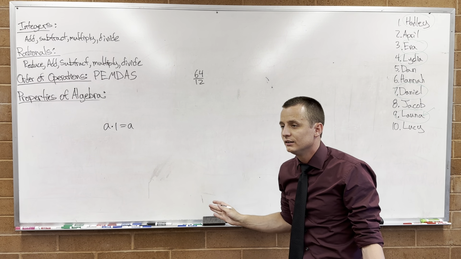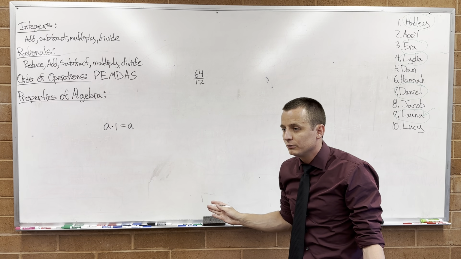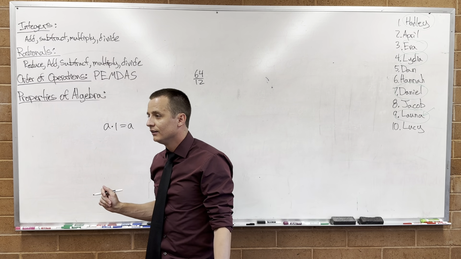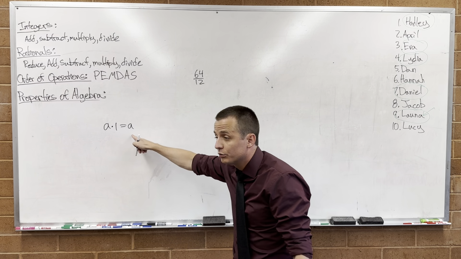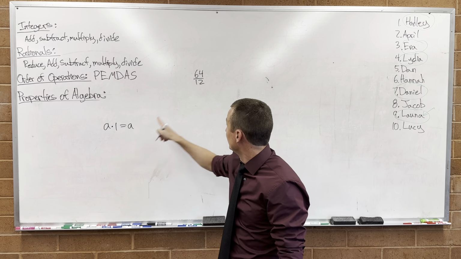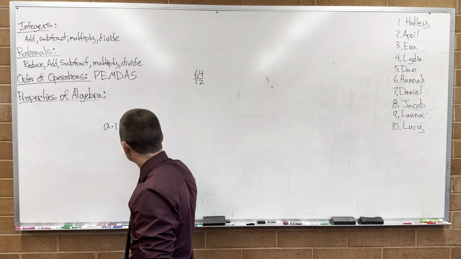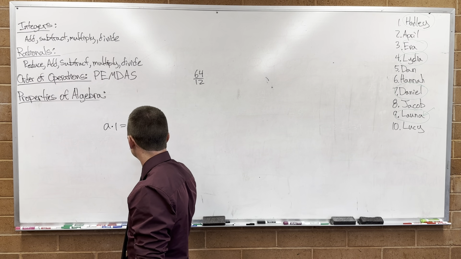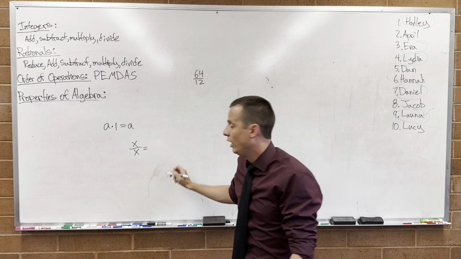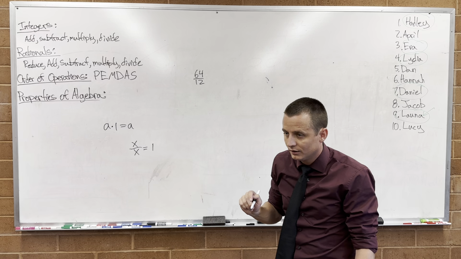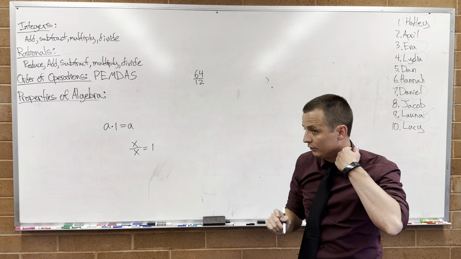17 times 1? SpongeBob times 1? Wonderful. Anything times 1 is that thing. So here's one fact that we're going to be using over and over again when we're reducing. The other fact we're going to be using over and over again is that x over x is always equal to 1, as long as your x wasn't 0. Okay? So we have 64 over 12.